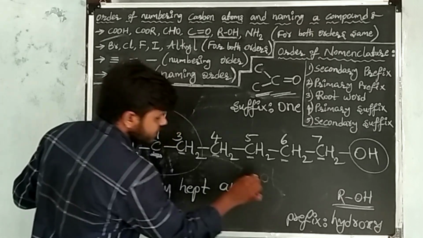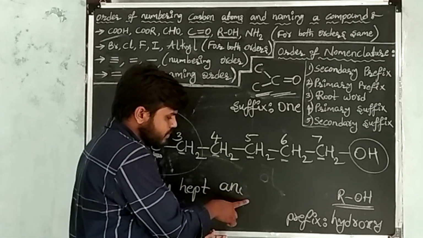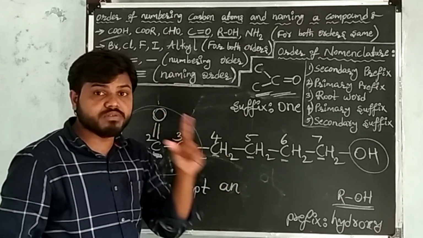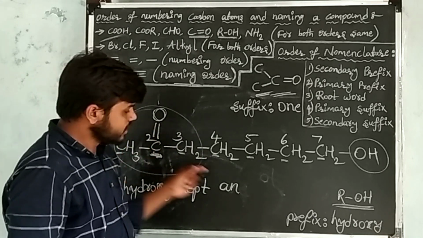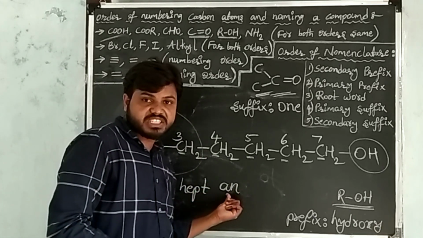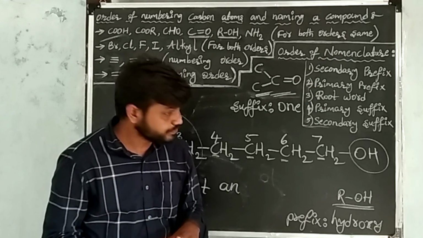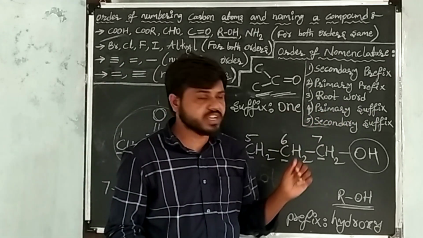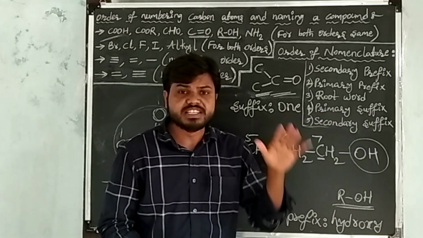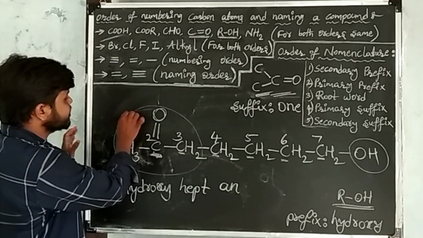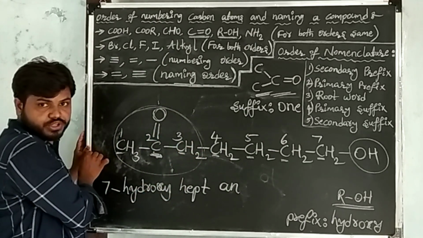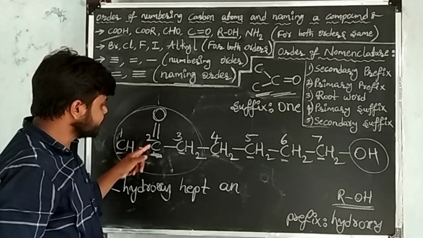Suffix of single bond is what? Ane. Don't take this E, because in the given carbon compound a functional group is there, that is ketone, right? That's why I am not taking E. I written. After writing primary suffix, go to the secondary suffix. Secondary suffixes are functional groups. One functional group is there, that is what? Ketone. Okay. Now write the position of the ketone.